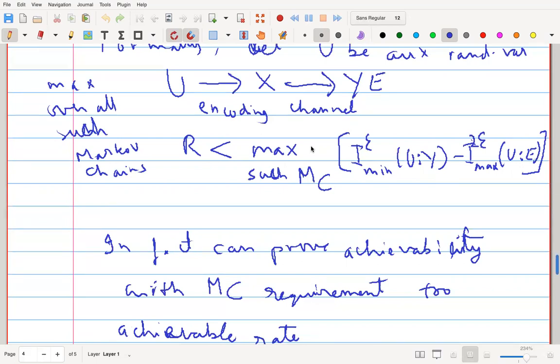So the question is, can you convert the one-shot bound, which we have out here, into a single letter bound? Basically the obvious one, the mutual information between U and Y minus the mutual information between U and E. Can you derive this from the one-shot bound for the IID case? And if possible, we want to see what the second order rate is. So this problem is open.